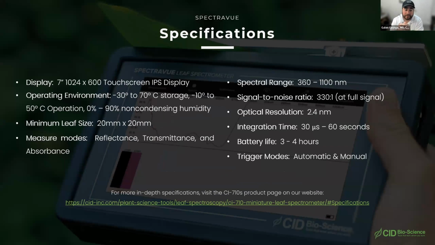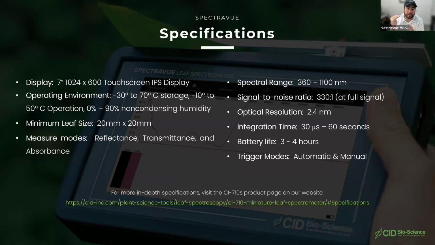There is a minimum leaf size requirement. We have a 20 by 20 millimeter optical window, which is where we measure all of that light transmittance and reflectance. You need to ensure that window is completely covered by leaf tissue. So if you have smaller leaves, like blades of grass or conifer needles, all you have to do is use multiple leaves in order to cover the entirety of that window when you're performing measurements.